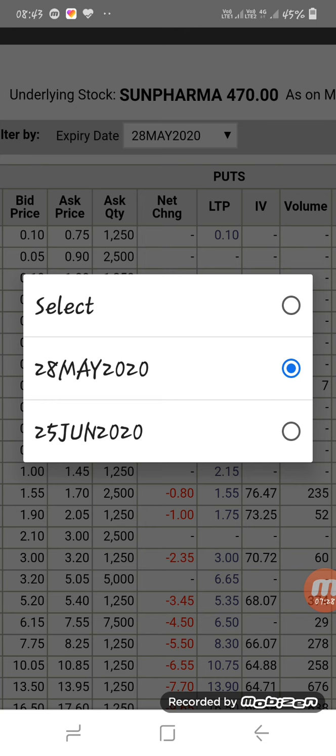You can see a 1 month contract, 2 months contract, and 3 months contract are there. So it can be 28th May, it can be 25th June. 28th May is the last Thursday of May, and 25th June is also the last Thursday of June. So now you have understood that the expiry will always happen on the last Thursday of every month. So let us select 28th May.